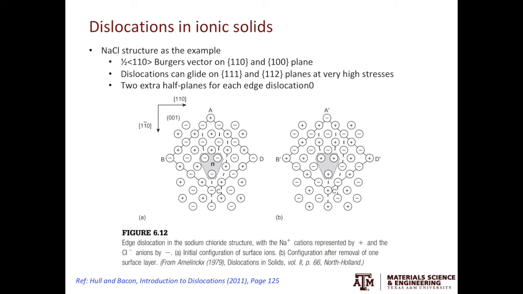Due to the charge balance in the sodium chloride structure, the edge dislocation is no longer the insertion of one extra half plane. You need to have two extra half planes. Let's assume we have only one extra half plane by removing the red plane in the example on the left. The negatively charged plane, labeled in blue, will be in direct contact with another negatively charged plane, which will repel each other. The same principle applies to the example on the right.